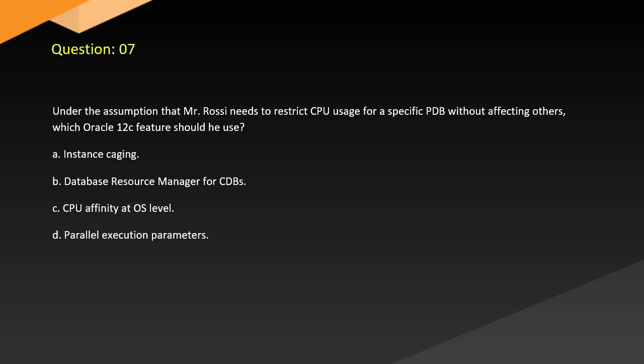Question 7. Under the assumption that Mr. Rossi needs to restrict CPU usage for a specific PDB without affecting others, which Oracle 12c feature should he use? A. Instance caging. B. Database Resource Manager for CDBs. C. CPU affinity at OS level. D. Parallel execution parameters.